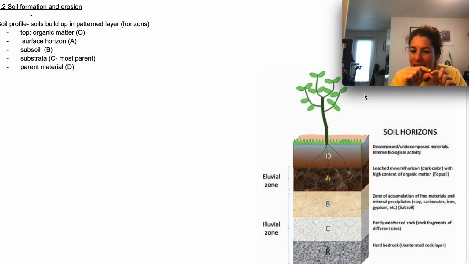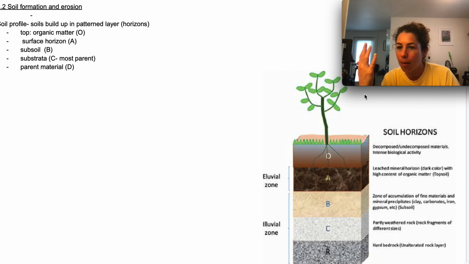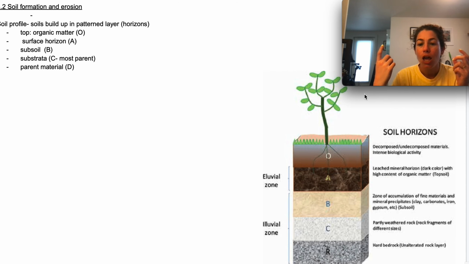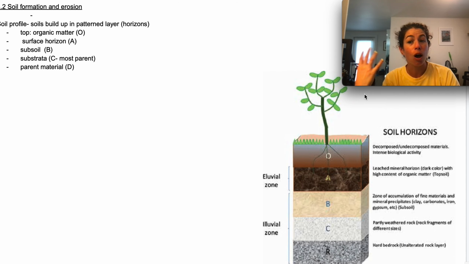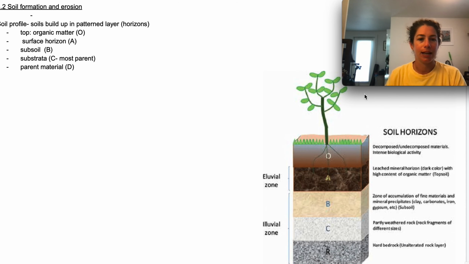Between A and B is a thin zone called the E zone, where you have a lot of leaching going on. And then A is your surface horizon, where it's usually darker. You have a high content of organic matter. And then your O is your organic horizon. And this is mostly made up of a combination of decomposed and non-decomposed materials. You have a lot of humus in this layer. That is your O layer.